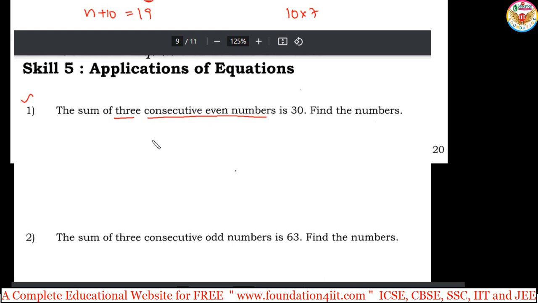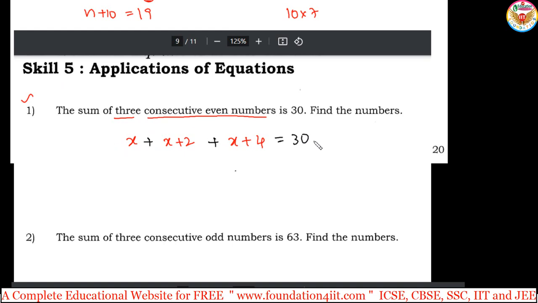For example, let the first even number be x. Consecutive means the next even number; for every even number you need to add 2. So x, the next even number is x plus 2, and the next even number is x plus 4. For 3 consecutive numbers, because you don't know the first number, I am taking it as x. Then adding these 3 is equal to 30.